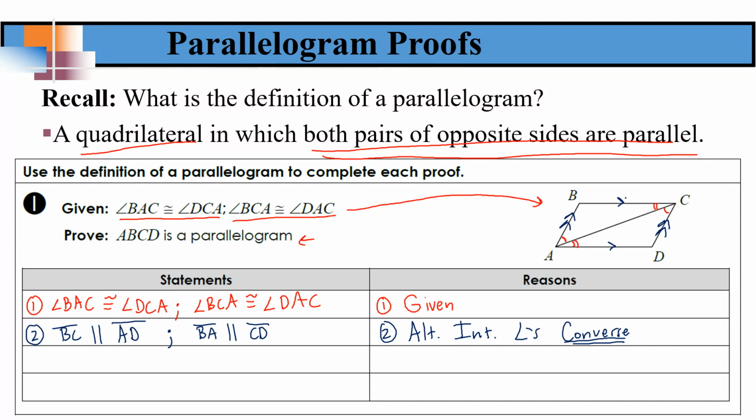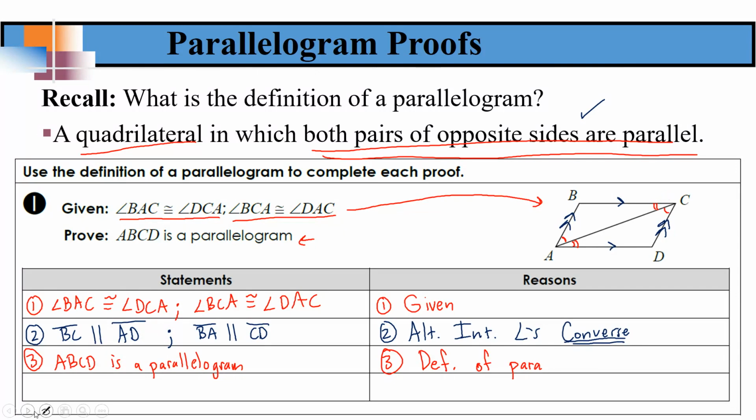Well, now that we've established that we have two pairs of opposite sides parallel, well, that's the very definition of a parallelogram. So we can finish our proof then with line 3. We can state ABCD is a parallelogram. And the reason why is the definition of parallelogram, which we have stated at the very top of the page. All right, let's try another one.